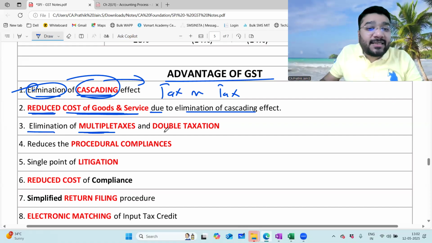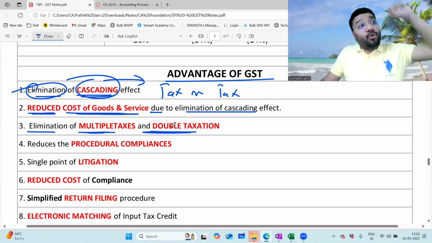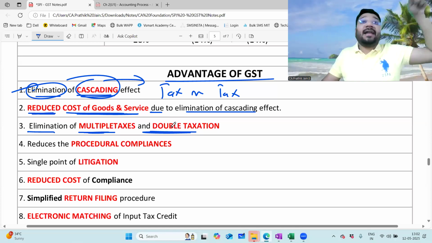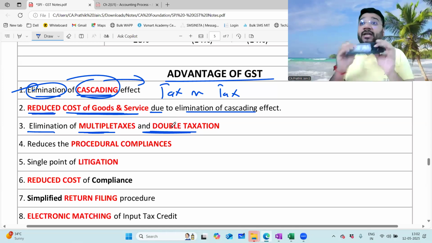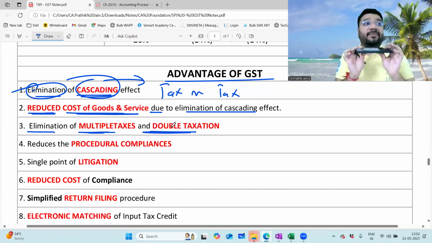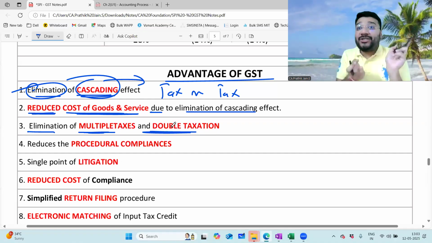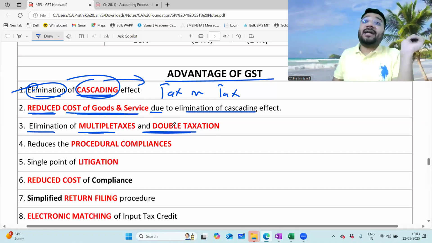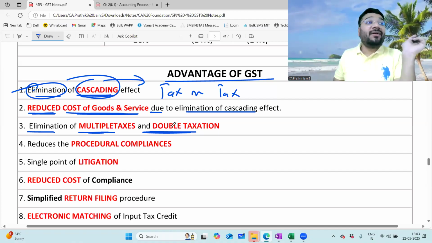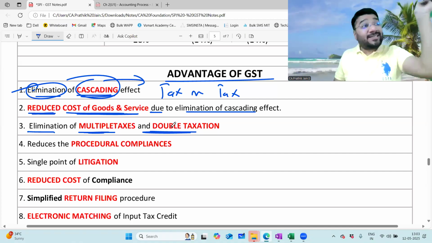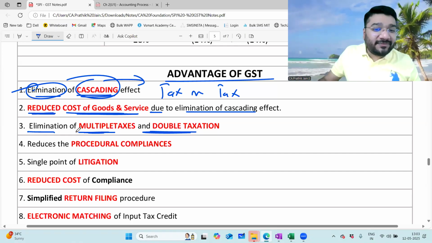Elimination of multiple taxation and double taxation. Multiple taxation in old regime: CST, VAT, excise. If I'm manufacturing this phone, excise duty. If I'm selling within the state, excise duty plus VAT. If I'm selling outside Coimbatore, that is outside Tamil Nadu, CST will come into picture. So multiple taxation is being avoided because of GST.